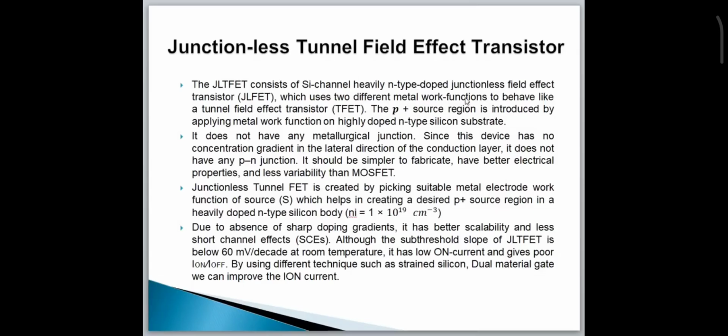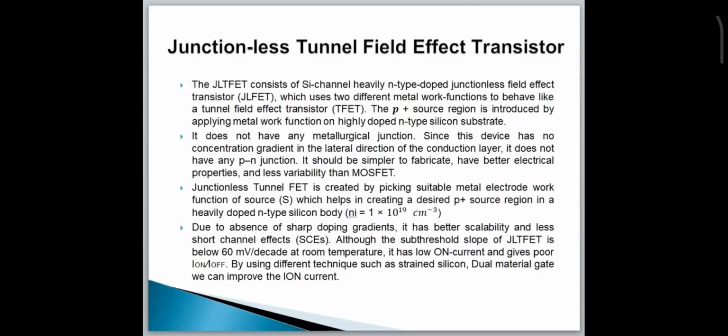The P plus source region is introduced by applying a metal work function on a highly doped n-type silicon substrate. To convert or transform the source region, which is already n-type, into P plus, we have to apply a higher work function. A work function around 5.93 electron volt is provided at the source terminal to transform the N plus layer into a P plus source region.